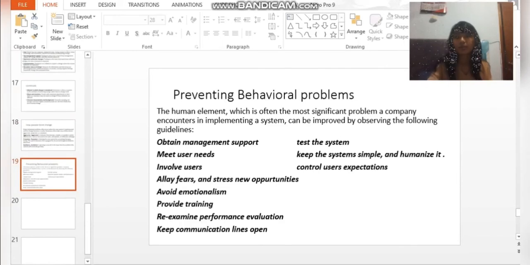Preventing behavioral problems. The human element, which is often the most significant problem a company encounters in implementing a system, can be improved by observing the following guidelines. Obtain management support, meet user needs, involve users, allay fears and stress new opportunities, avoid emotionalism, provide training, re-examine performance evaluation, keep communication lines open, test the system, keep the system simple and humanize it, control user expectations.